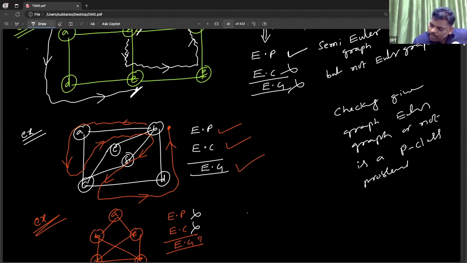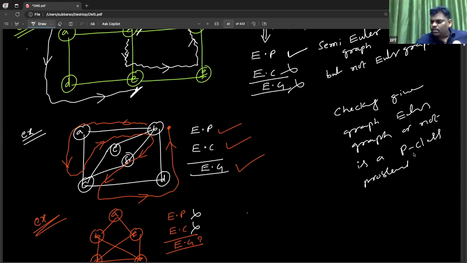P class means, remember, NP complete means difficult problem, and P class problem means easy problem. Easy problem means it is not an undecidable problem. It will take very little time. That is the meaning. Checking whether the given graph is an Euler graph or not is a P class problem. P class means easy class.